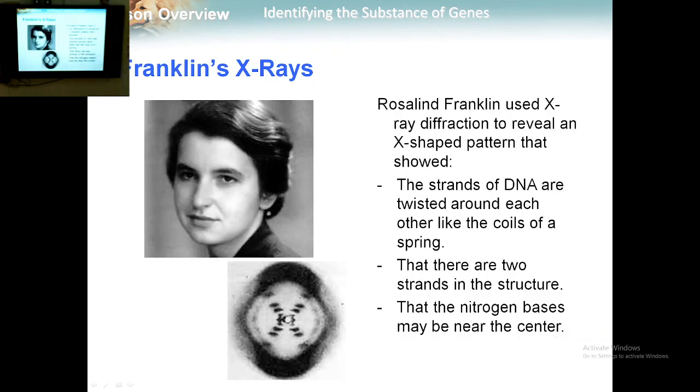Another scientist who studied the structure was Rosalind Franklin, who used X-ray diffraction to reveal an X-shaped pattern. This is an X-ray pattern for the DNA, and this pattern shows that there is a helical shape. So the strands of the DNA are twisted around each other like the coils of a spring. Like this, okay?